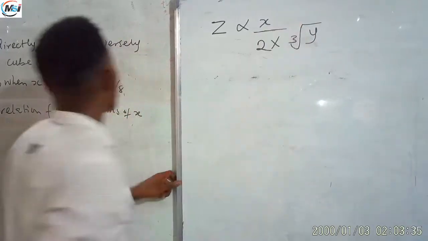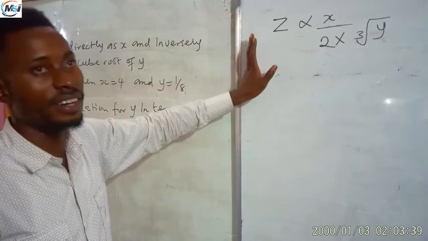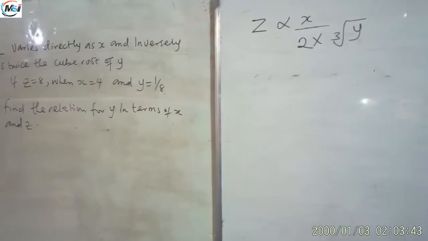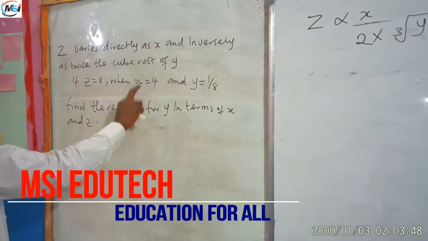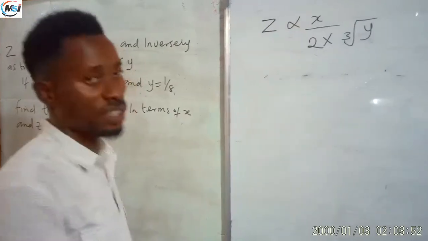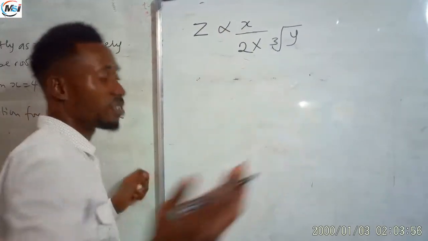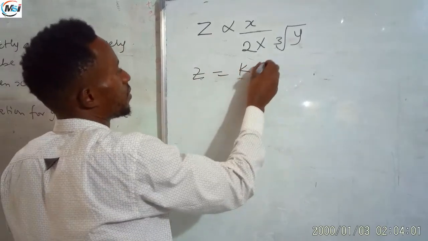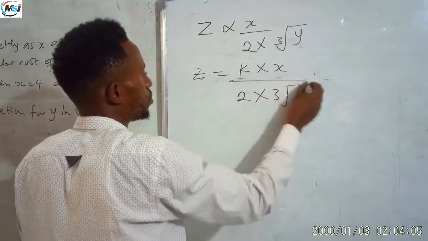So this is joint variation, that is a combination of direct and inverse variation. We are given some values: z is 8, x is 4, and y is 1 over 8. Before we do this, we have to remove the proportionality sign by introducing a constant. The usual constant is k. So z is equal to k times x over 2 times the cube root of y.